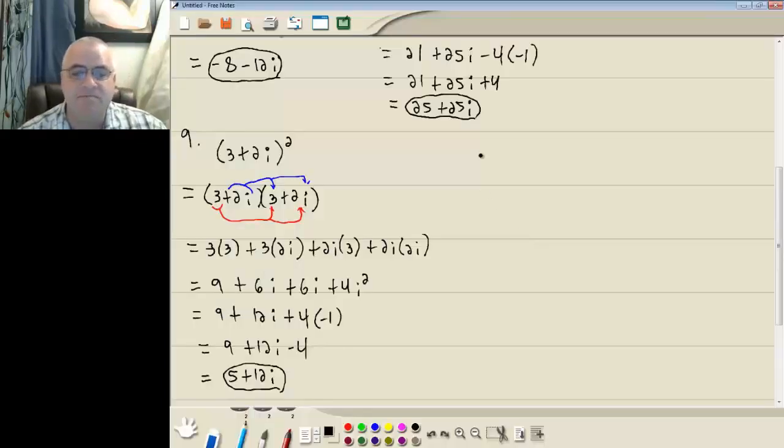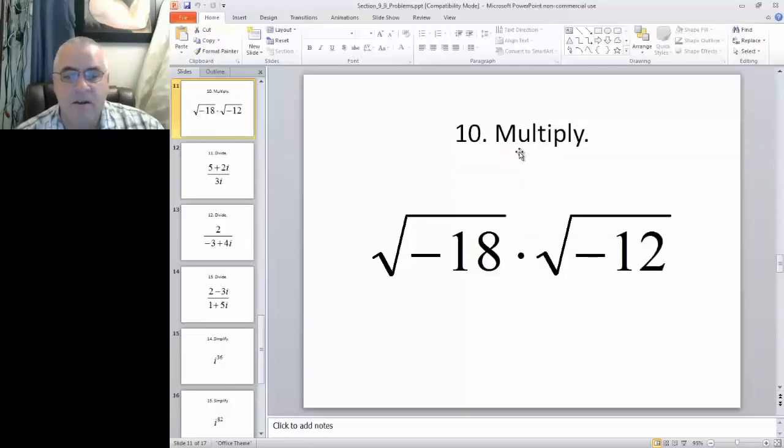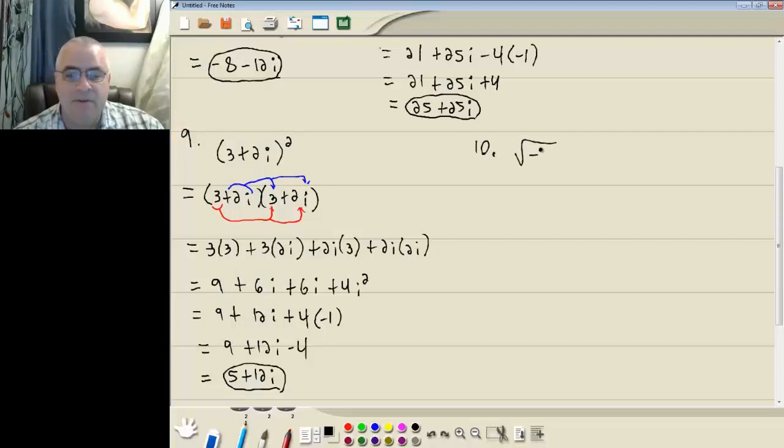Let's take a look at this one. We've got the square root of -18 times the square root of -12. This is one of those problems where, if you dive right in with multiplying these two together, you get the wrong answer, because a negative times a negative would give you a positive, and all of a sudden we'd lose something in our answer. But we remember, we should always simplify our radicals before we do anything else, so let's do that first.